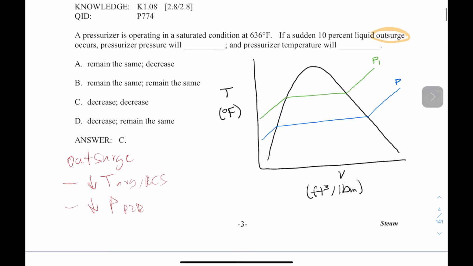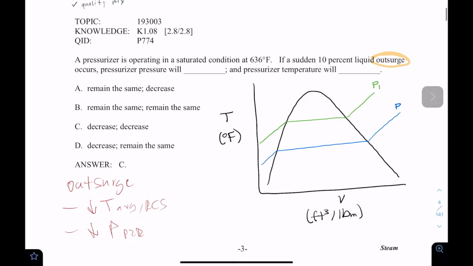Okay, and we can see it here in the TV diagram. We talk about a TV diagram, we use it when we have a change in pressure. In this case, an outsurge is going to give me a change in pressure, right? I start at this pressure, I have an outsurge, I have a decrease in my pressure, so it goes down, right? So that's why I can use this diagram here.